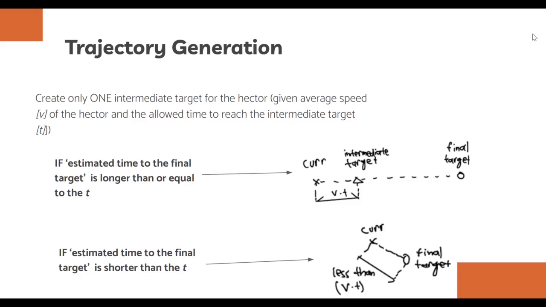To generate an intermediate target, it will first find the estimated time to the final goal in each state, and if it is greater than the look-ahead time which has been predetermined, it will look for an intermediate target that has a distance of v times t, which are both variables that have been predetermined. The intermediate target should also lie between the direction from the current position and the final goal. However, if the estimated time to the final goal is less than the look-ahead time of the hector, it will directly set the final goal as the intermediate target.